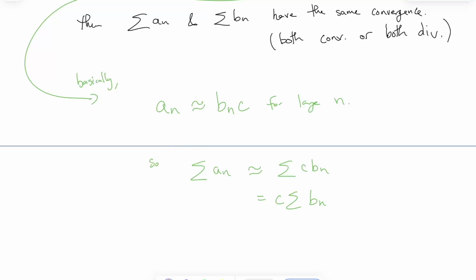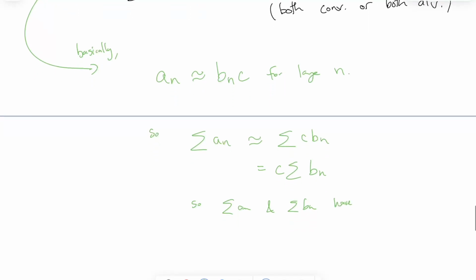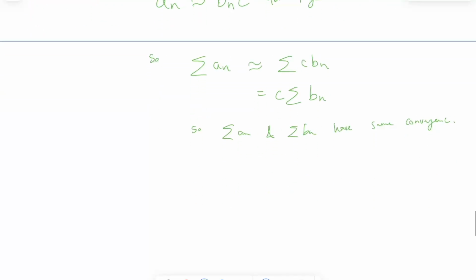This is also why it's important that c is greater than 0. If c really is 0, then actually it is possible for this to diverge, but this one still equals 0 or something like that. But we don't consider the case when c equals 0. So this is basically why it's true. The series a_n and the series b_n have the same convergence because they basically differ by a constant multiple. All right, anyway, let's just try an example.